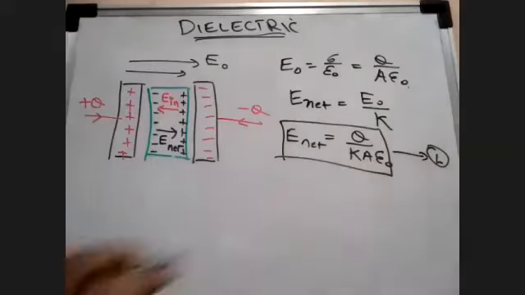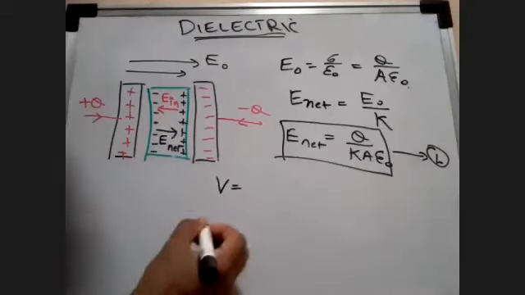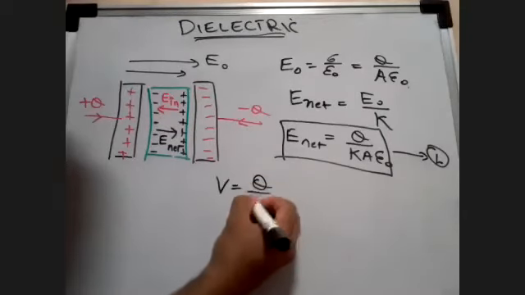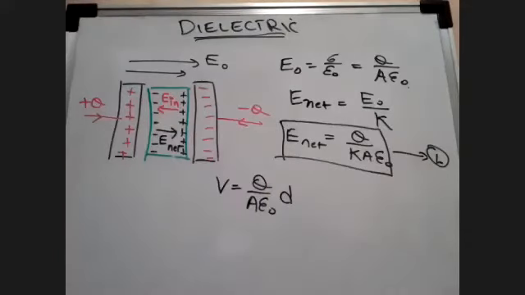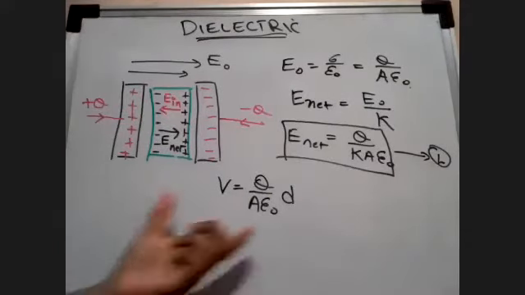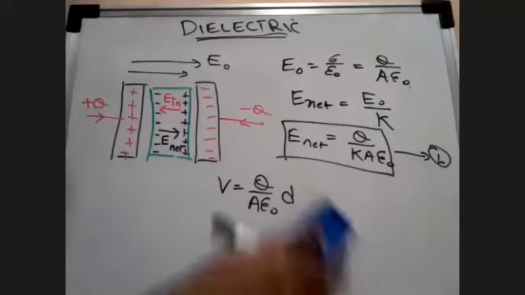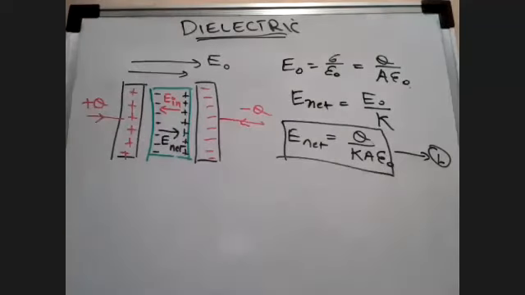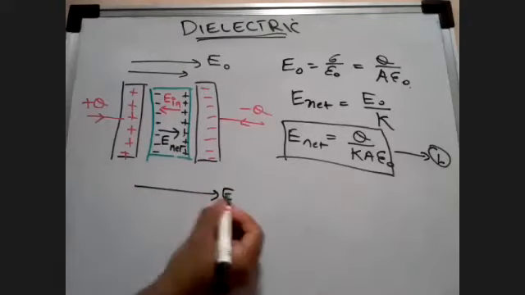First of all, I'd like to tell you that the potential difference between two parallel plates was Q upon A epsilon naught into d. But in case you're wondering how this value came, I will tell you that. See, we know that if this is the electric field E, the potential along the electric field is going to drop.